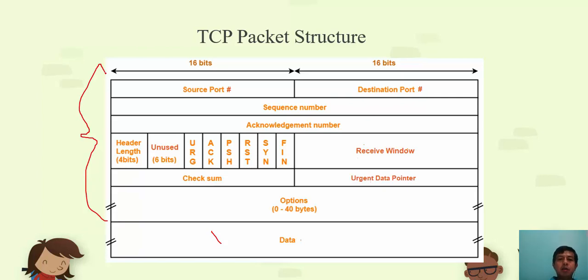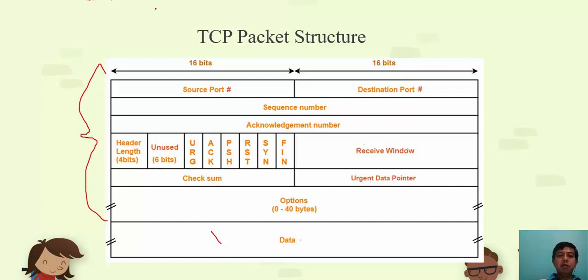Now the first major difference between a UDP segment header and a TCP packet header is that whereas the UDP header information is of fixed size. If you remember the UDP header size, it was fixed at 8 bytes. There are only 8 bytes of information in the UDP header. What was that information? The source port, the destination port, the UDP length, and the checksum. Only those 4 header fields were present in the UDP segment.